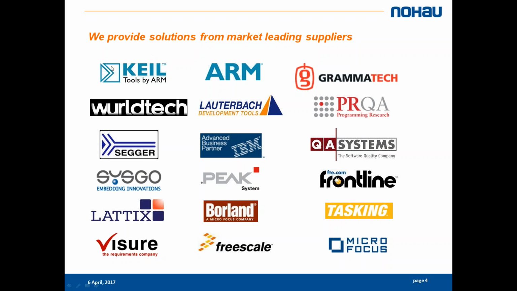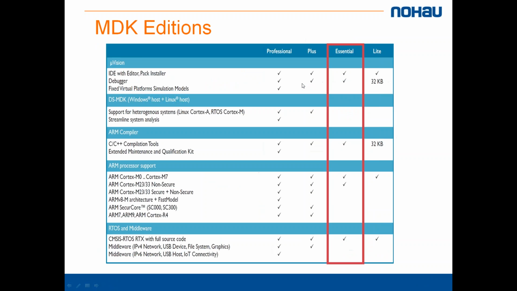Today I will talk about Keil, which is a tool by ARM. We also have debuggers from Lauterbach and Segger, static code analysis tools from GrammaTech and PRQA, a unit testing tool from QA Systems, and Bluetooth analyzers from Frontline, just to mention a few. So hopefully these are more or less known to you. So back to the Keil MDK.